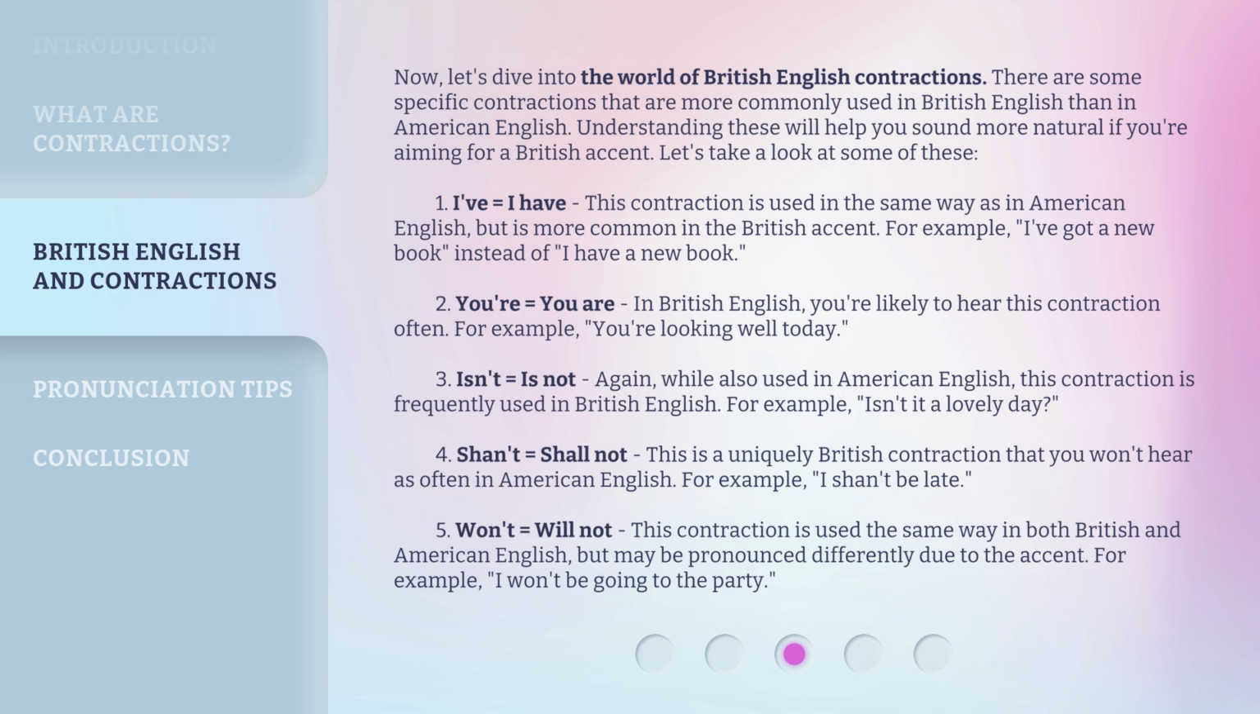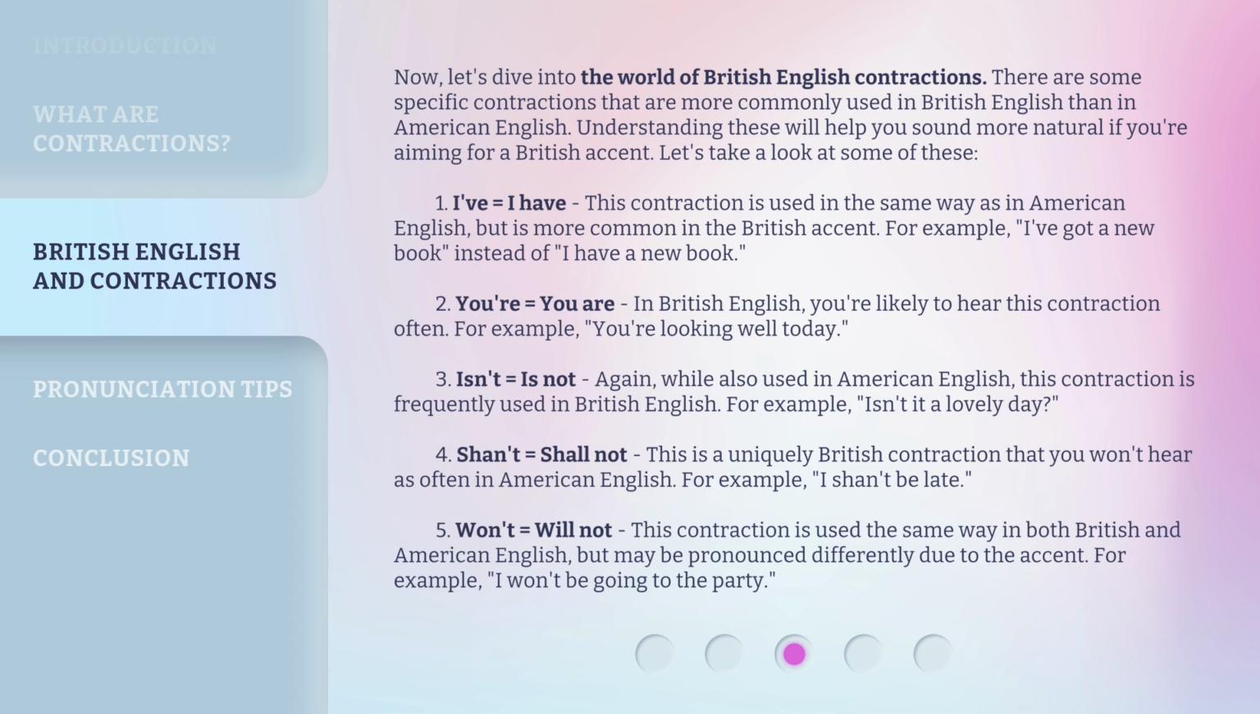3. Isn't equals is not. Again, while also used in American English, this contraction is frequently used in British English. For example, isn't it a lovely day? 4. Shan't equals shall not. This is a uniquely British contraction that you won't hear as often in American English. For example, I shan't be late.